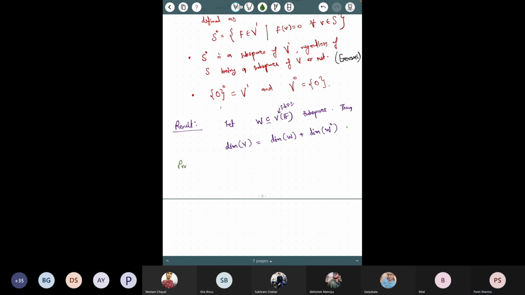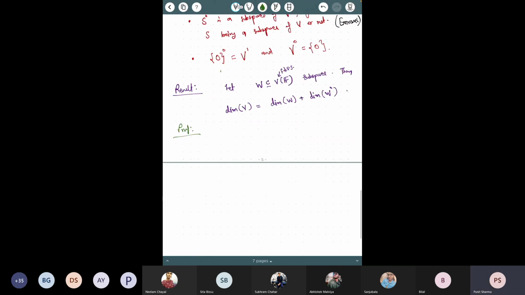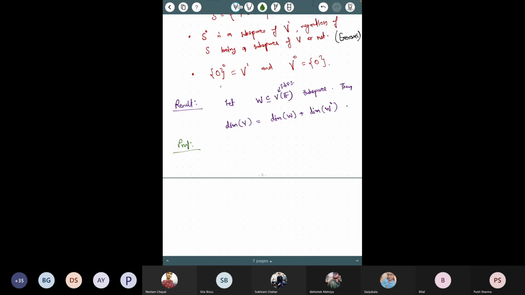So let us prove this. So how to prove this? Suppose that the dimension of, okay, you tell me how to start. So what we have to do here? We have to show the dimension of W. Yeah, take a basis of W, right? So you are saying that take a basis of W.